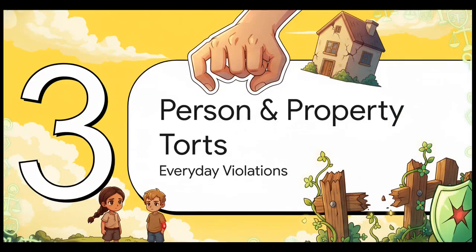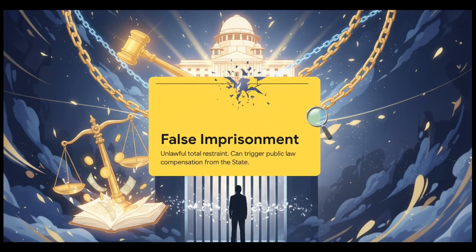Let's shift our focus to Unit 3, torts against person and property, the visceral, everyday violations. Let's talk about false imprisonment. This is defined as the unlawful, total restraint of someone's freedom of movement. We aren't just talking about locking someone in a closet. It is a total deprivation of liberty.